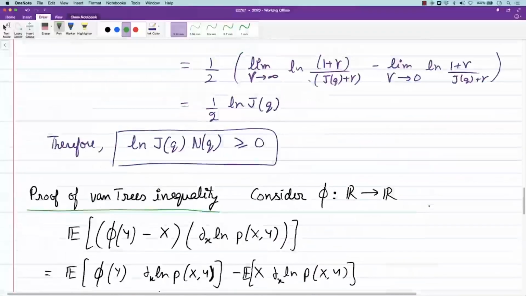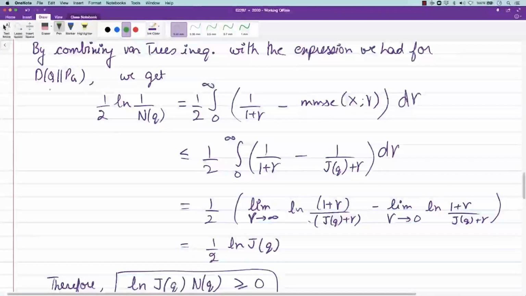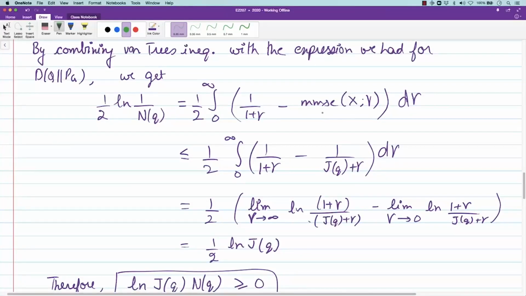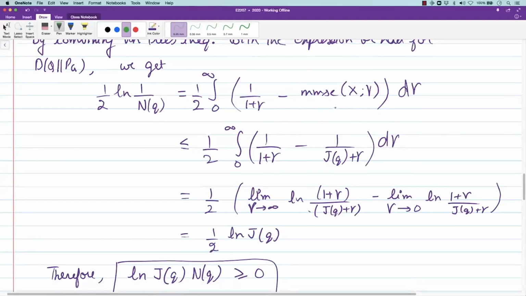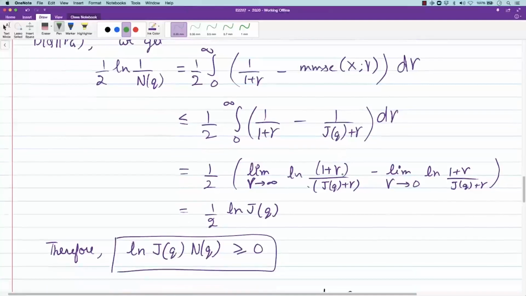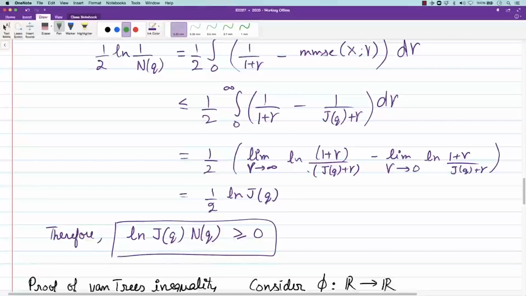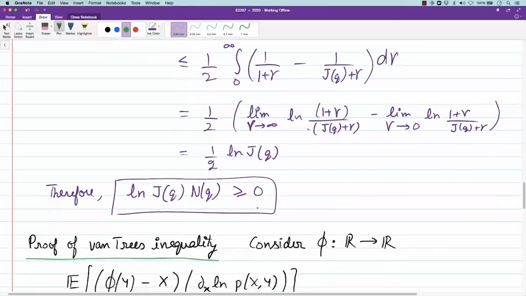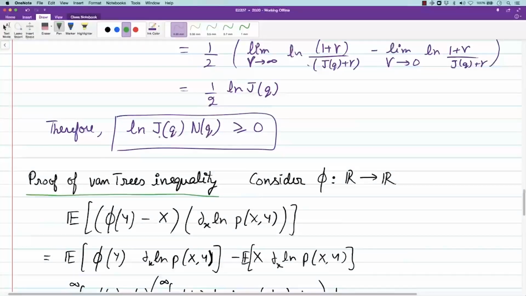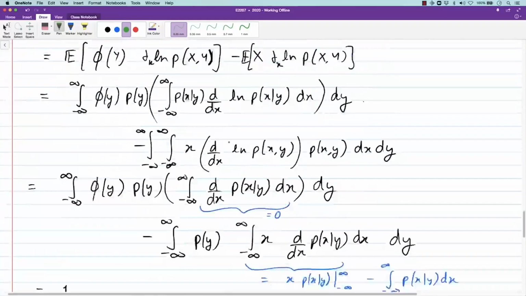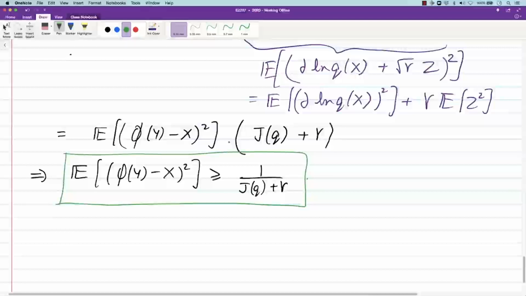So just a quick summary. We started with observing that the divergence between Q and P_G, the gap to Gaussianity, is half log N(Q) minus half log 1 by N(Q). And then we used this nice formula for the gap to Gaussianity. This formula involves a minimum mean square error term, which we bound using Van Trees inequality. And then we evaluate the formula to get half log Fisher information. When we combine terms, we obtain Stam's inequality, namely J(Q) times N(Q) is greater than or equal to 1. And in the middle, we use Van Trees inequality, which we proved. All right, so this is what I wanted to cover in this part.